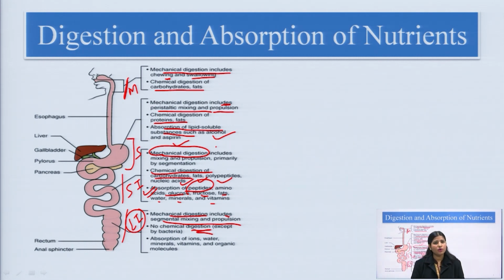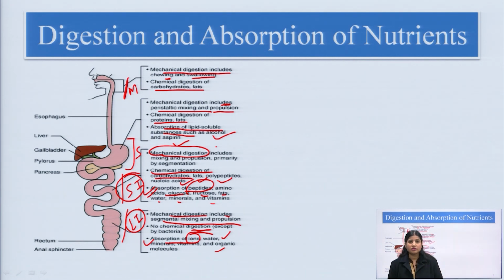I told you the majority of the absorption is through the small intestine. So, chemical digestion is not involved here and the absorption is also less in the large intestine. Generally water is absorbed from the large intestine. We will also see absorption of iron, water, minerals and vitamins. Some organic molecules are absorbed from the large intestine. So, we will see digestion and absorption from that particular point of view. The small intestine is a very important part.